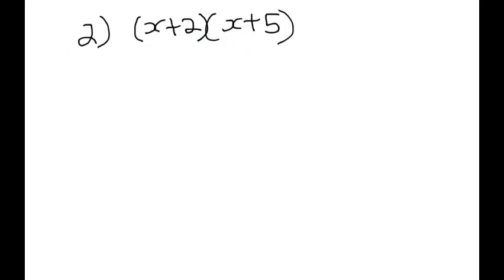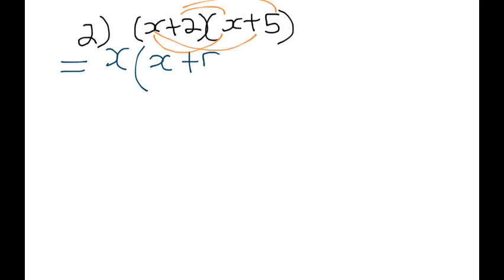Now we go to your question 2. So here we have two brackets. So what we are going to do here is we have to say your x multiplied by your x of the other bracket, and then your x multiplied by your 5. Then we have your 2 multiplied by your x, and then your 2 multiplied by your 5. So how you do this is you just say x multiplied by your x plus 5, close your bracket, plus 2 multiplied by your x plus 5.